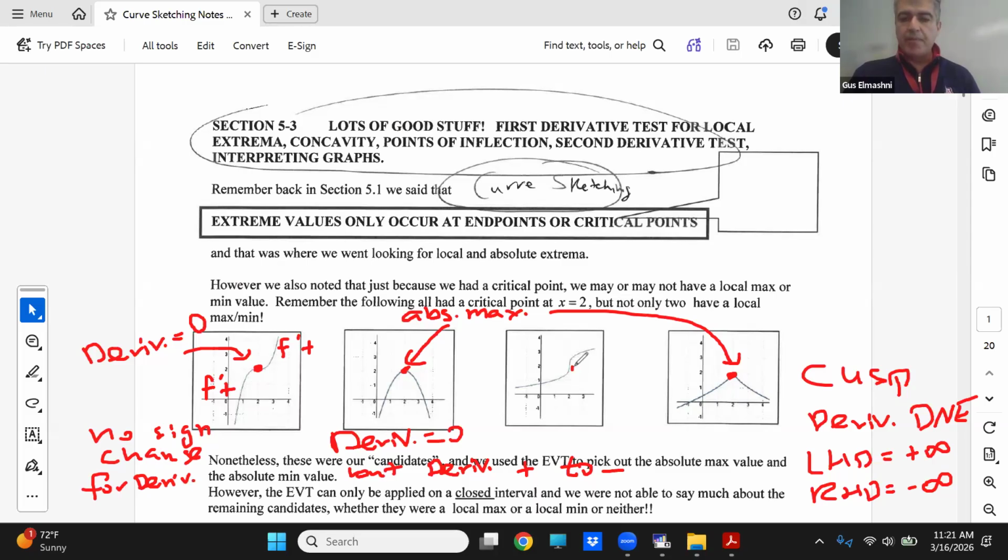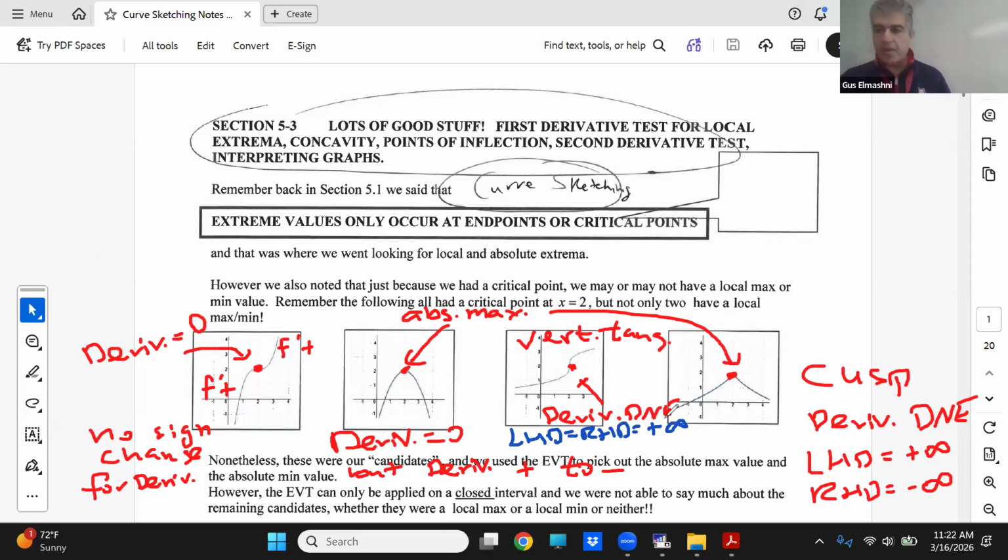What's happening here, guys? Vertical. Yep. Derivative also does not exist. We call it a vertical tangent, right? And here, switch colors for a bit of contrast. LHD equals RHD, which equals positive infinity.